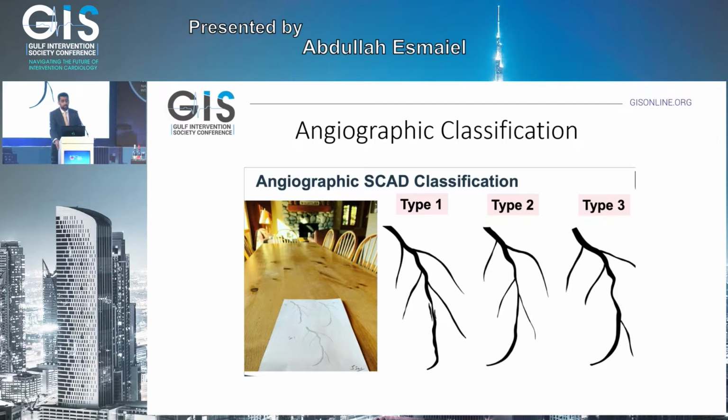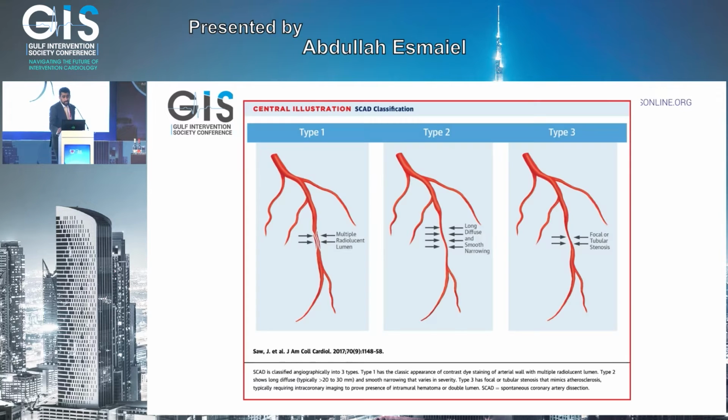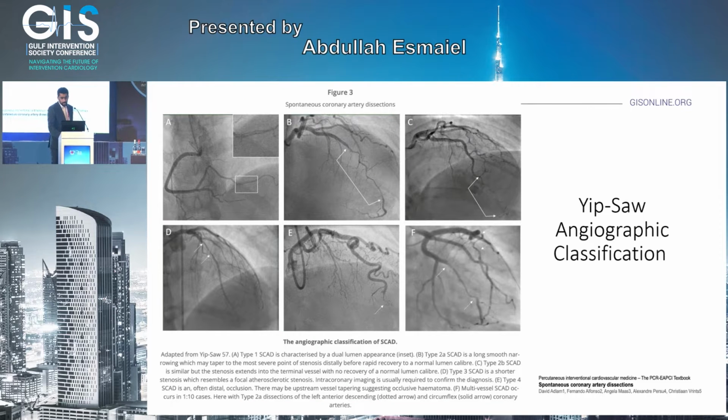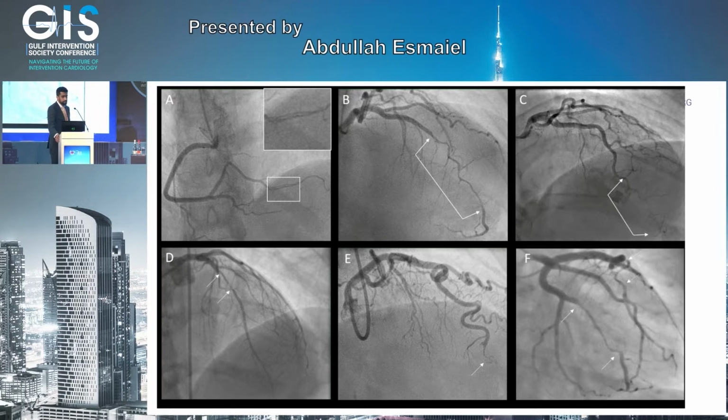This is an angiographic classification of SCAD. This is a hand drawing by Jackie So, the world leader in SCAD, which then became the most widely adopted classification of SCAD. There are 3 types of SCAD. In fact, there are 4 types of SCAD. I'll call them 3+1. These angiographic images will demonstrate them.